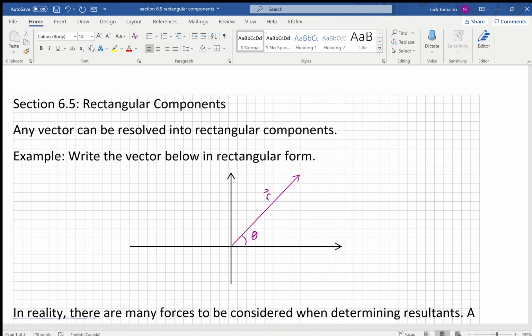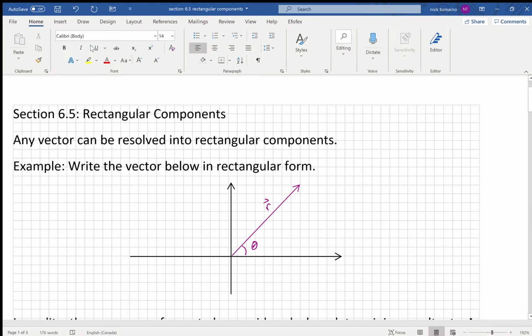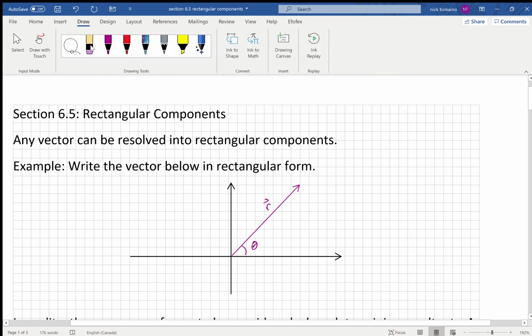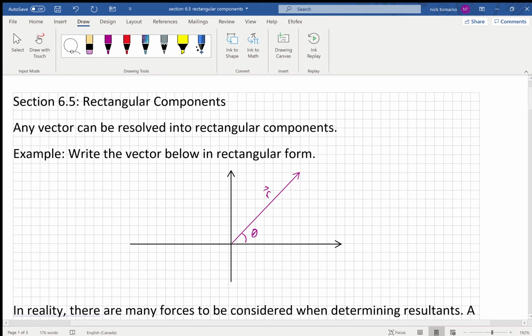Okay, so today we're looking at our last section in geometric vectors, which is rectangular components. And this actually leads us into our next unit, which is Cartesian vectors. Just remember from last section, rectangular components mean components that are perpendicular to each other that add up to equal the resultant. So any vector can be resolved into rectangular components.